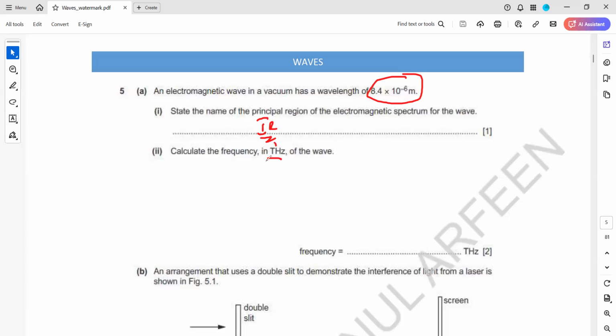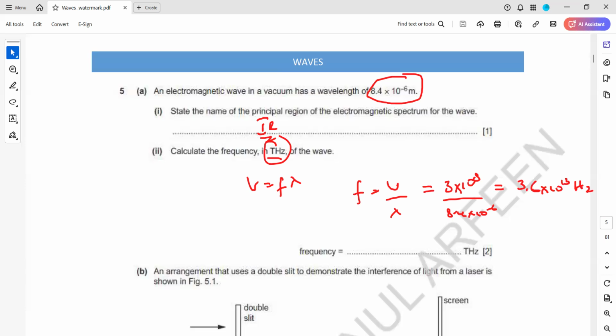Calculate the frequency in terahertz. So how to work out the frequency? v = fλ, so f is v over λ. v is the speed of the electromagnetic wave and λ is the wavelength that is given to us, 8.4 × 10^-6. So when we divide, what's our answer here? This will be 3.6 × 10^13 hertz.